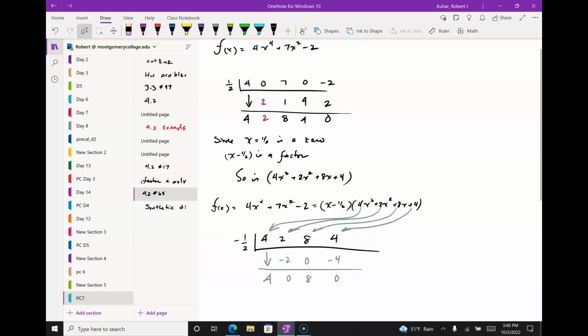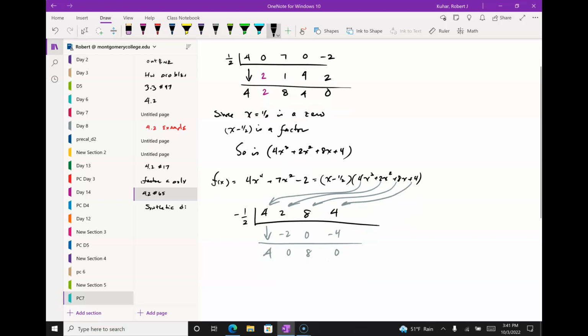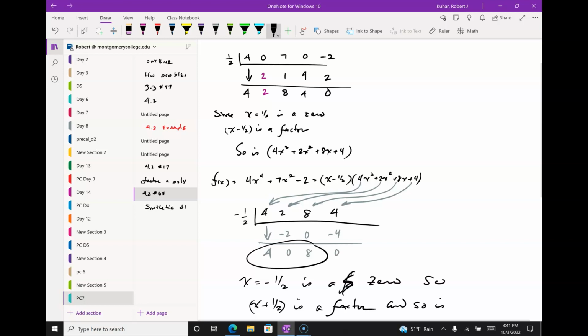That's you're okay, right? So now x equals minus 1/2 is a factor. Sorry, is a 0. So x plus 1/2, notice it moves to the other side, is a factor. And so is what's left. I started with 4x cubed this time, so what did it reduce to? 4x squared plus 8.